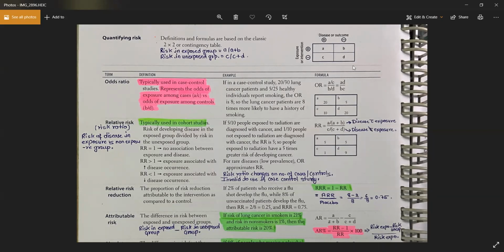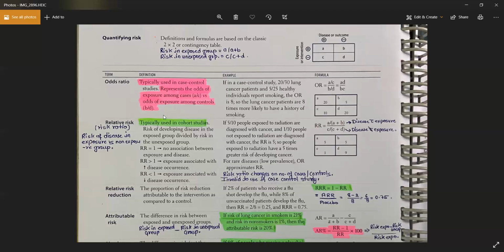Similarly, in a non-diseased individual, what are the chances of the individual being a smoker? This would be B upon D. So our odds ratio will be A upon C divided by B upon D. So it basically represents the odds or the chances of having an exposure in the disease group as compared to the non-diseased group.